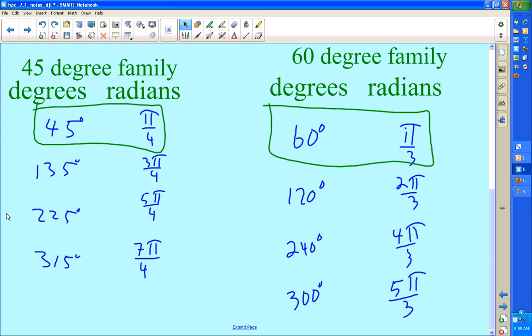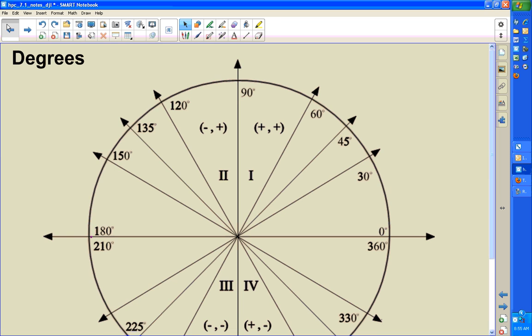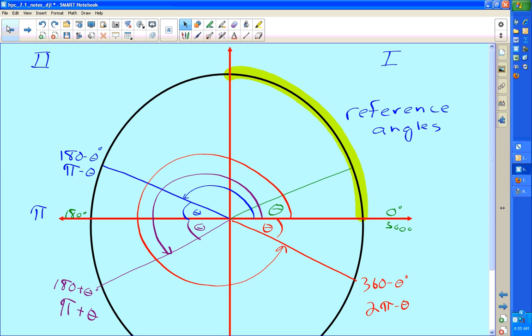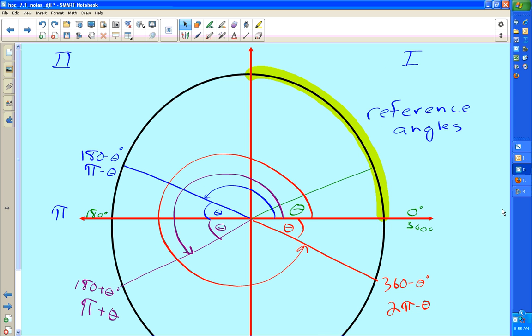So we can always get that information by following just our general pattern. Remember this one right here: 180 minus theta, 180 plus theta, and 360 minus theta. Okay, that's how we're going to get from quadrant 1 reference angles into quadrants 2, 3, and 4. This is very important right here.